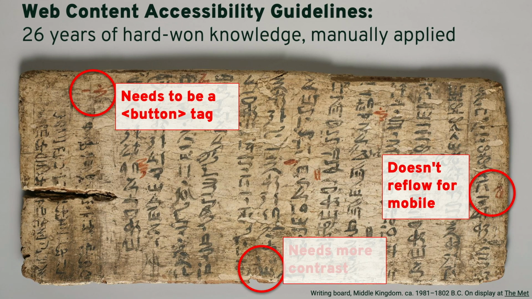And 26 years ago, we got the Web Content Accessibility Guidelines. And they follow this pattern. There's a lot to learn. Things like, oh, this is a fake button that needs to be a button tag. Or, oh, that thing on the edge doesn't fit on the screen on a mobile. That thing you can't read, that needs more contrast. My job looks a lot like an Egyptian teacher's.